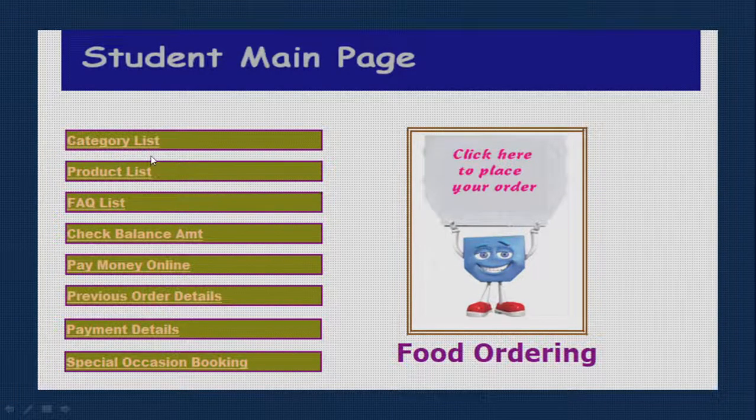So here are the student options. Students can see the category list, the product list, and the FAQ list. They can check the balance amount, how much they have in their account, pay online, and transfer money to the account. Previous orders, so the order list actually, and then the payment details, and special occasion booking. If they want to celebrate a birthday or some gathering, that is a special occasion, they can book for it. And regular food ordering can be done via this option. So these are the two main modules, one is admin, one is student. In the student module, these are the options provided.